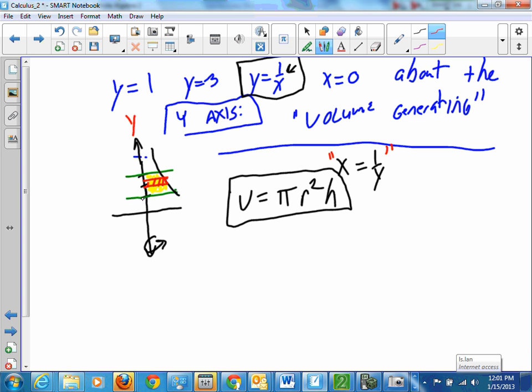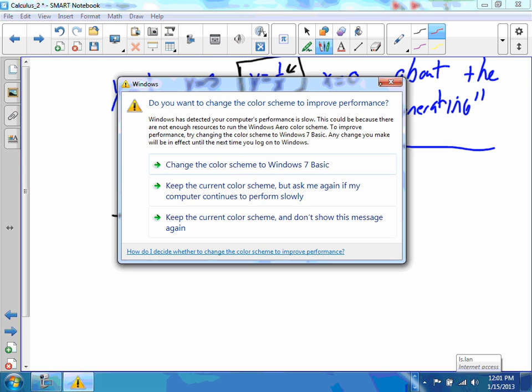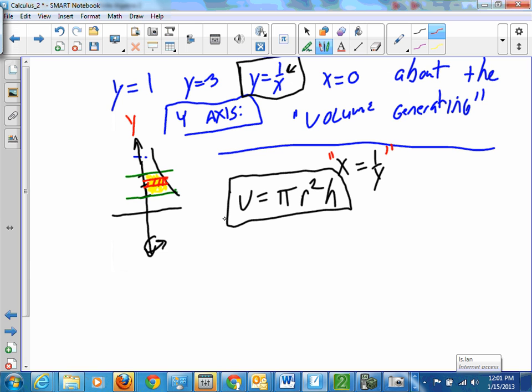But what's our limit of integration on this? What do you think, Martin? The question is, what's our limit of integration? Yes, now we're going along the y-axis. So if you're taking the integral with respect to y, obviously we're going to have dy. And so this is y equals 1, and this is y equals 3.